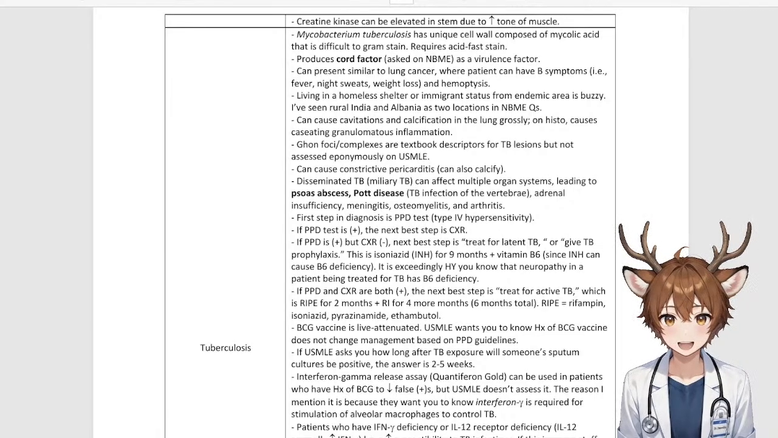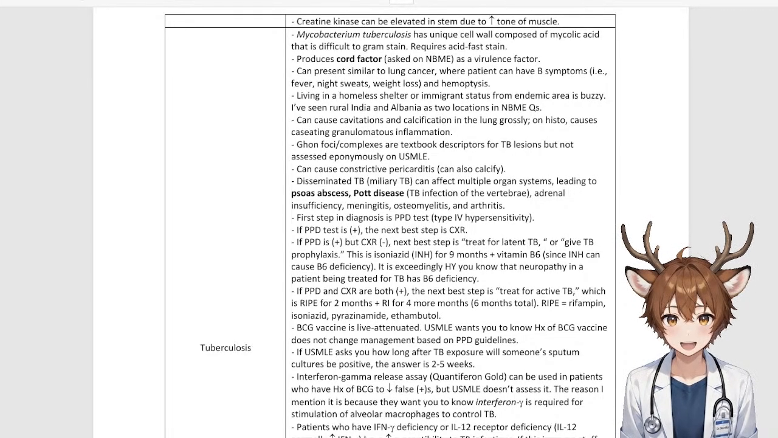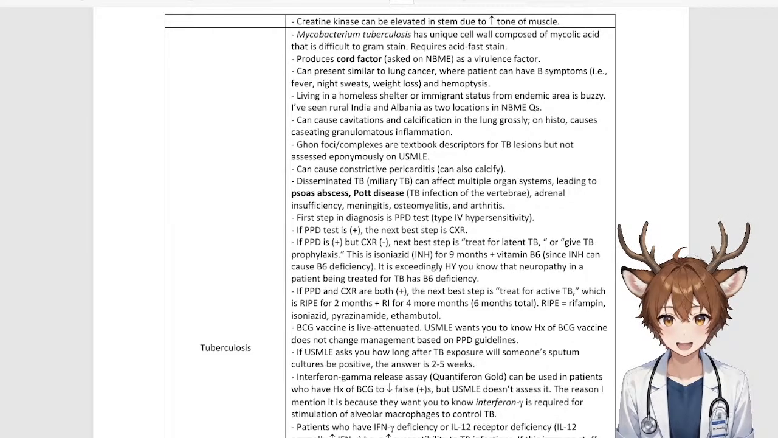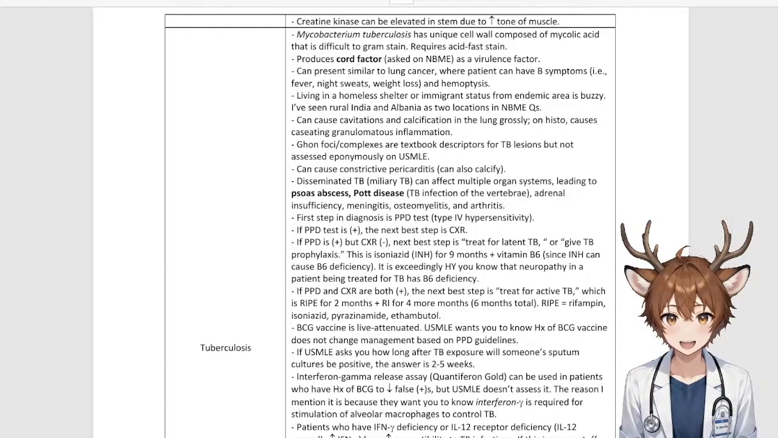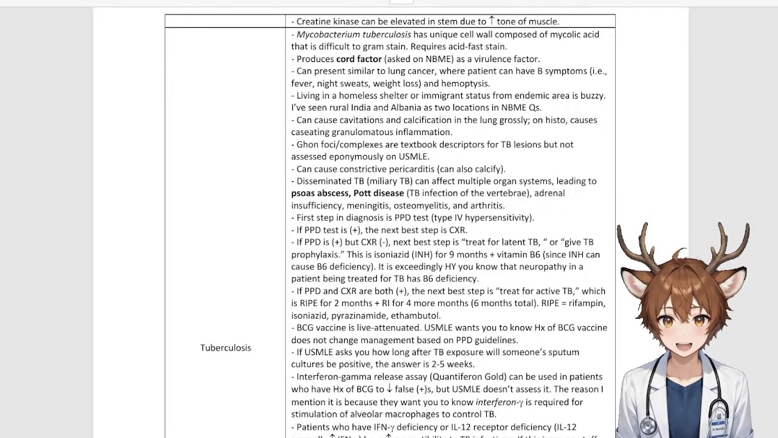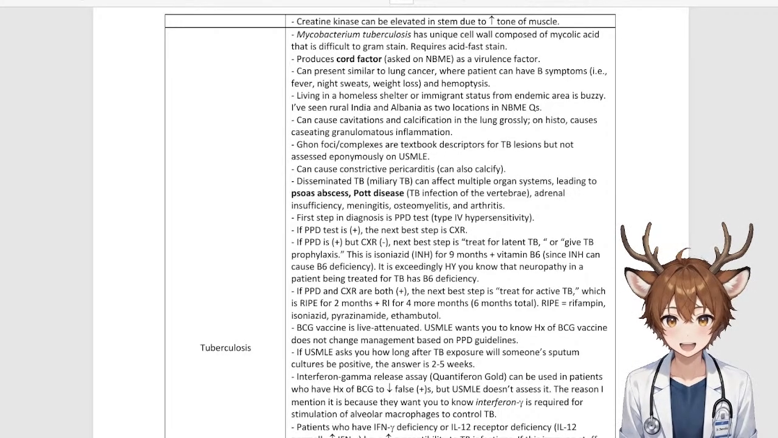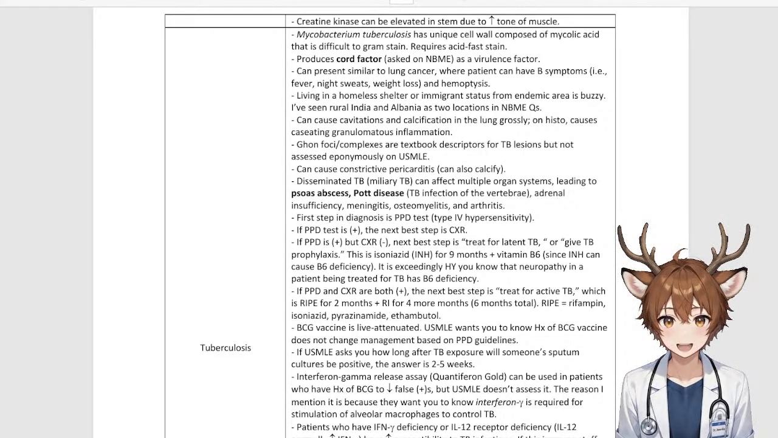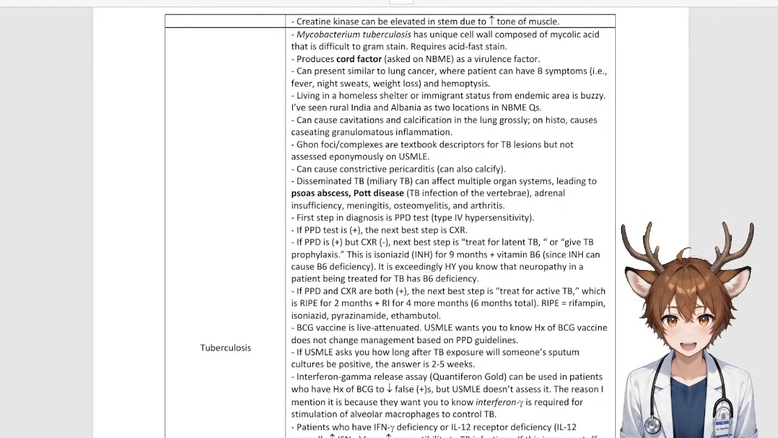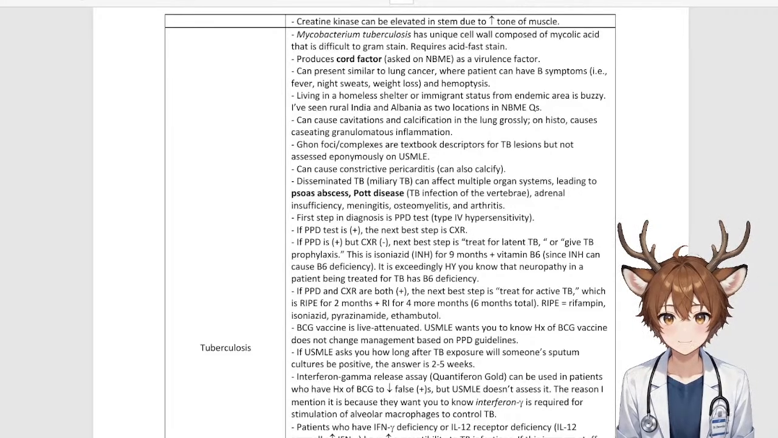It is exceedingly high yield that you know that neuropathy in a patient being treated for TB has B6 deficiency. If PPD and chest X-ray are both positive, the next best step is treating for active TB, which is RIPE for 2 months, plus RI for another 4 months, 6 months total. So RIPE: rifampin, isoniazid, pyrazinamide, and ethambutol.